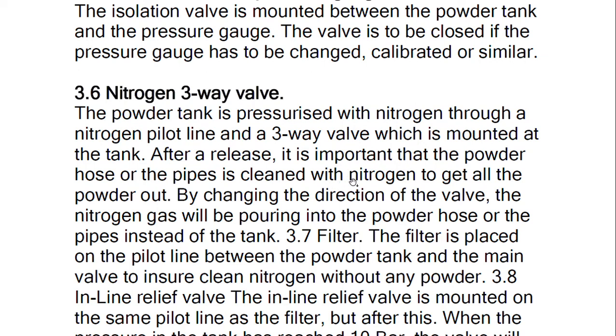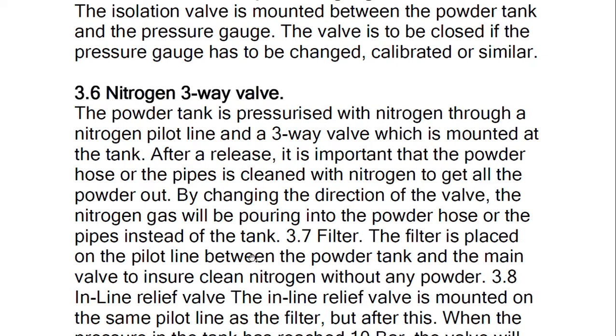After a release, it is important that the powder hose or the pipe is cleaned with nitrogen to get all the powder out. There will be some residue which will remain in the line. So that is the reason why we are using nitrogen again to clean the full line, okay, by changing the direction of the valve. So that is the reason why this valve is provided, three-way valve. Okay, the nitrogen gas will be pouring into the powder hose or the pipe instead of the tank, 3.7 liter.